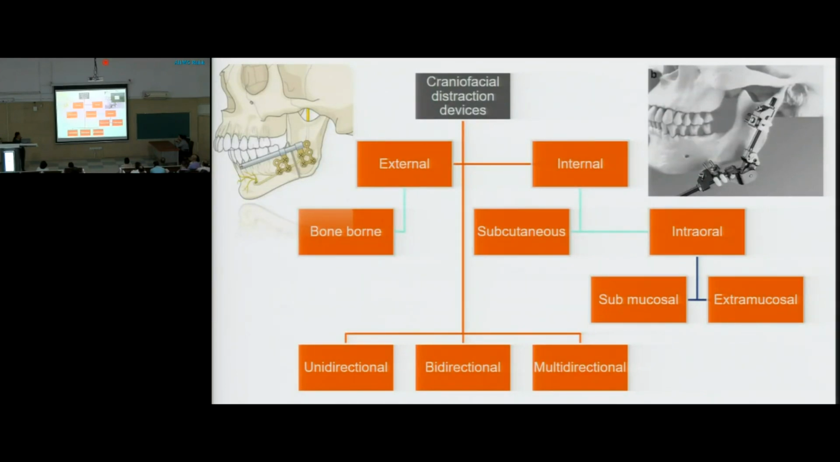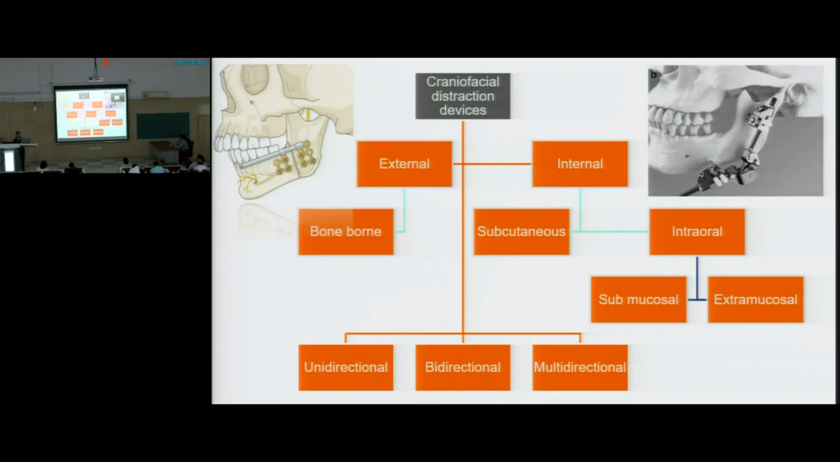And then, a brief about the distraction devices which are available in the craniofacial, maxillofacial area. It can be an external or an internal distractor. External are bone-borne distractors, and the internal distractor can be subcutaneous or intraoral. And intraoral, it can be submucosal or extramucosal. And the distraction can be unidirectional, bidirectional, or multidirectional.